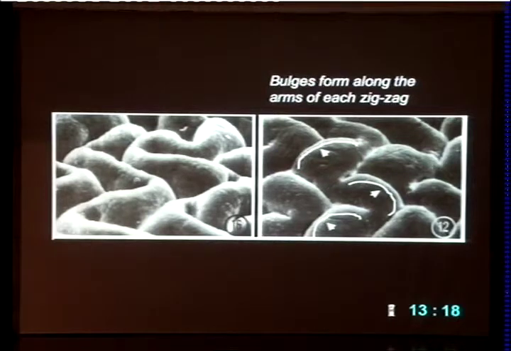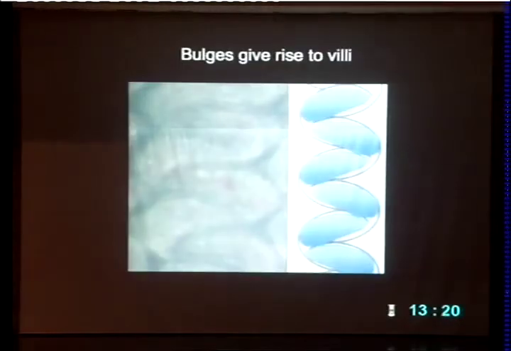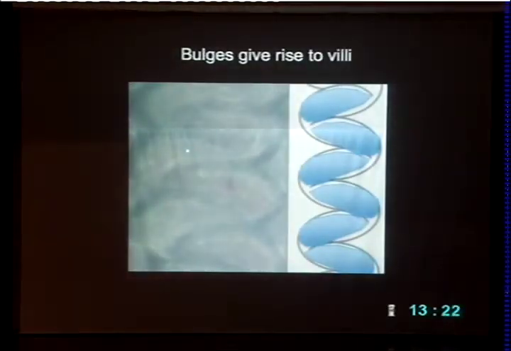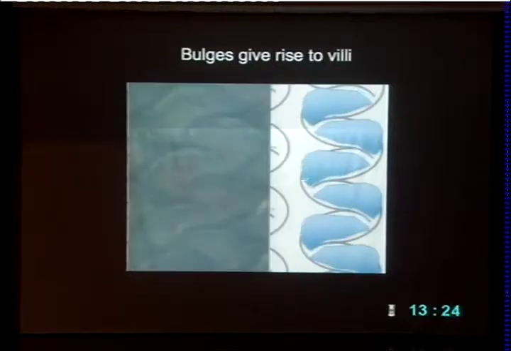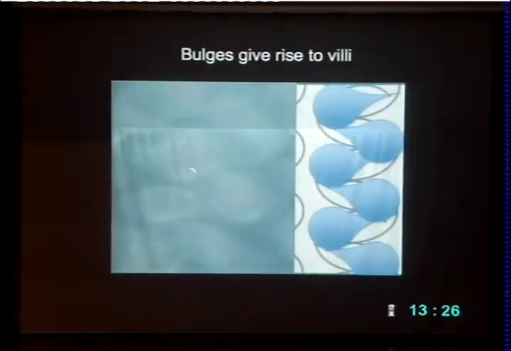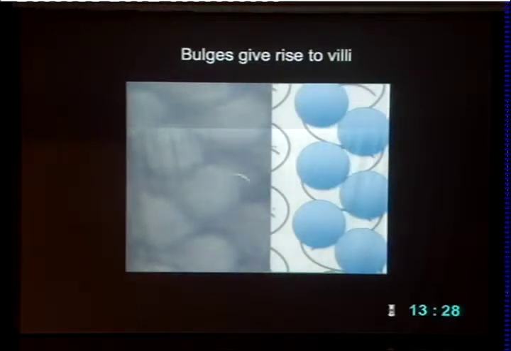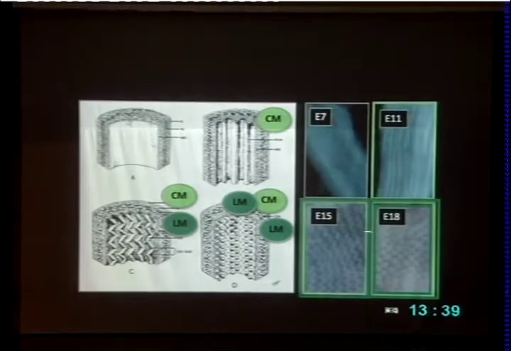And these are the bulges that are going to give rise to the villi. You can sort of see that here in a series of different images. Here the bulges look like this, and they become larger, and larger still, and finally you end up with villi. So it's a continuous transformation from zigzags to villi. And as we said before, the timing of that is such that that occurs right when you form the inner layer of longitudinal muscle.